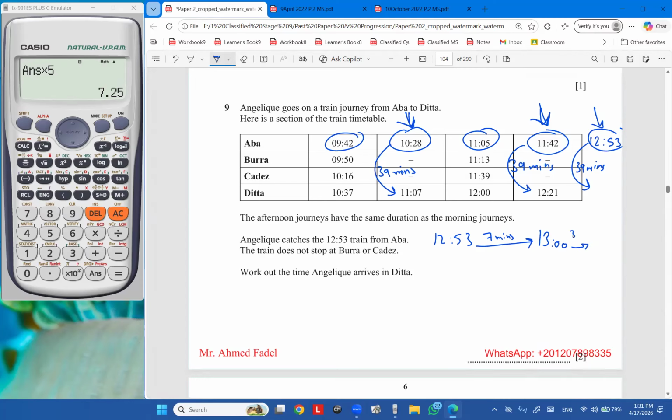So 32 more minutes gives you exactly 13:32. Those who wrote 13:32 are accepted. Those who write 1:32 p.m. are also accepted, but those who write 1:32 only, unfortunately, are wrong.